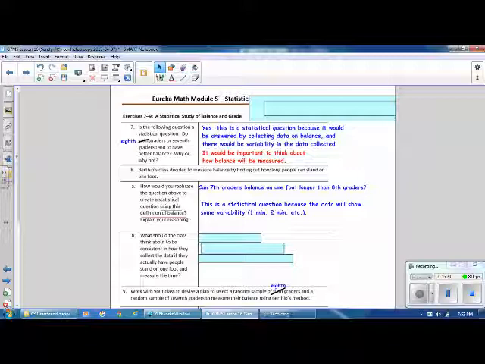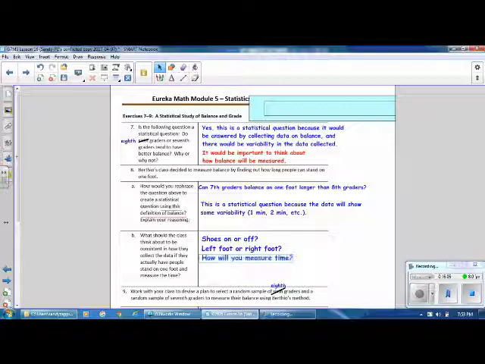Question B. What should the class think about to be consistent in how they collect data if they actually have people stand on one foot and measure time? Should the people have their shoes on or off? Well, generally you can balance longer if you have your shoes on, but what if they all have different types of shoes, like sandals or tennis shoes or high-heeled shoes? So should they have their shoes on or off? Then should everybody do it on their left foot, their right foot, or can they choose? And how will you measure time?